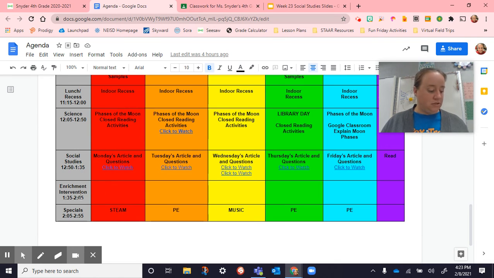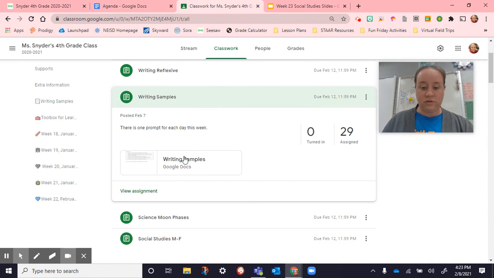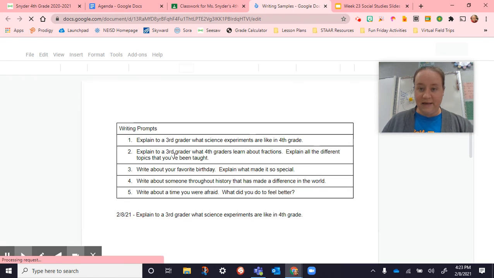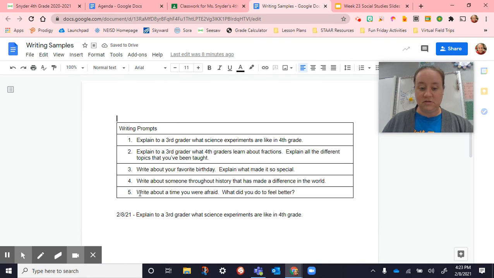Enrichment and intervention time. We continued working on our writing. Oh my goodness, this was a chore today trying to get kiddos to write. Every day we have a sample. This is Monday, this is Tuesday, this is Wednesday, this is Thursday, this is Friday. We're doing 5 of these this week. So if you didn't do Monday, now on Tuesday you have 2. On Friday, if you don't do them all, you're going to have 5 to do. So I really need everybody to make sure that they are keeping up.